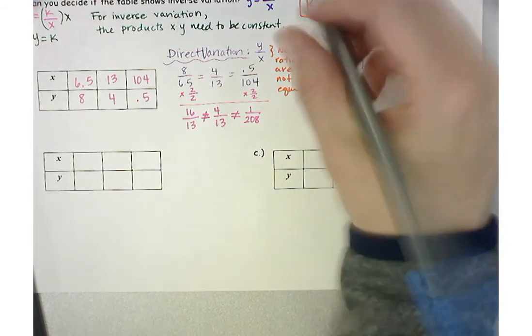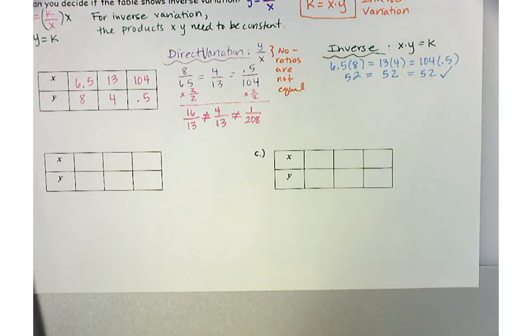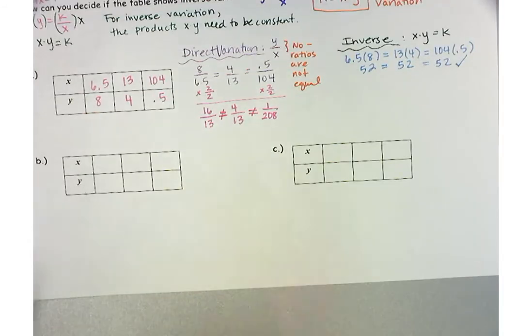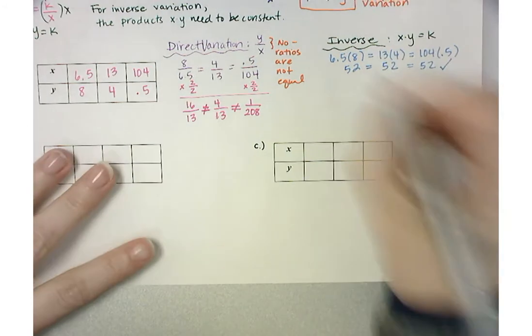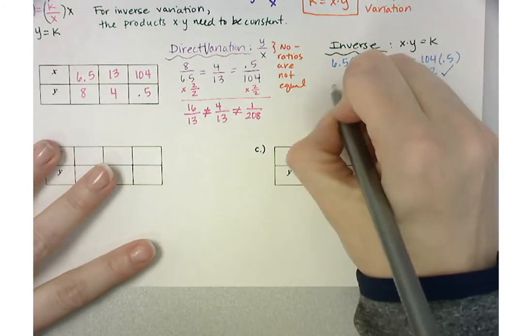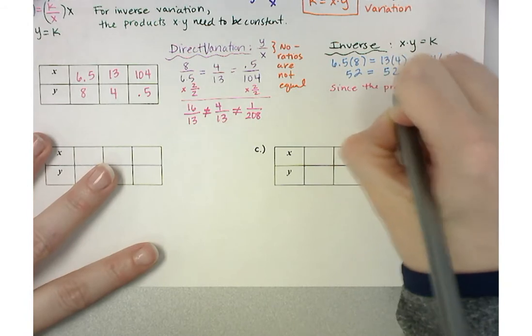Okay, so since the product x times y is constant, the data shows inverse variation.